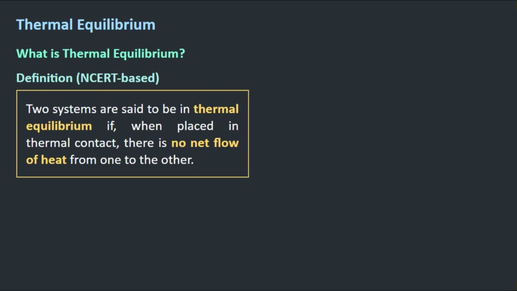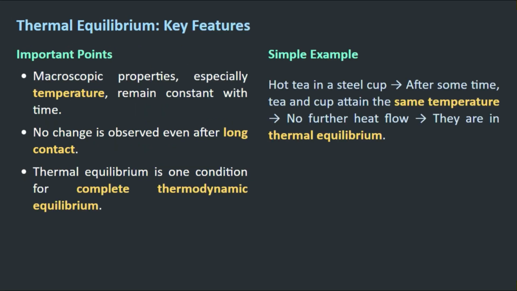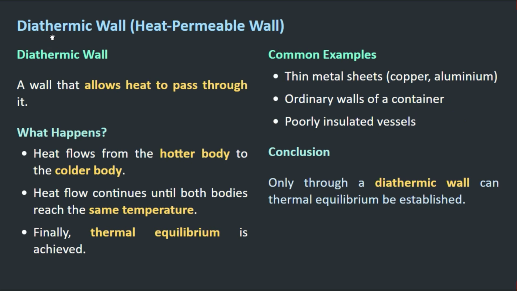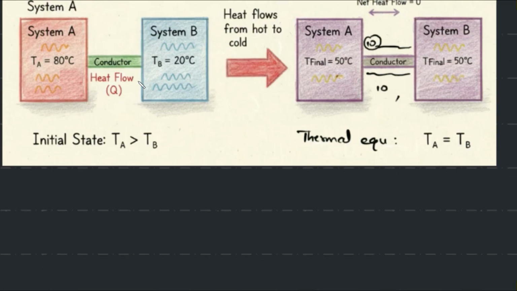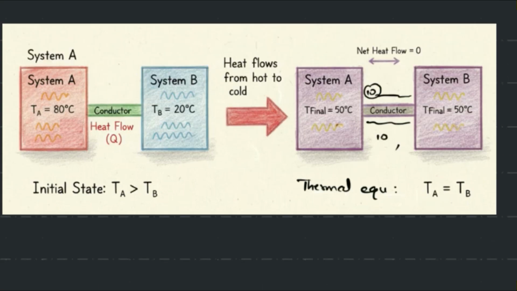Okay, so that is one idea over here, and there are a few more things. Then there's something called a diathermic wall. So what is a diathermic wall? Basically, it's a wall that allows heat to flow. So this is an example of a diathermic wall. Okay.